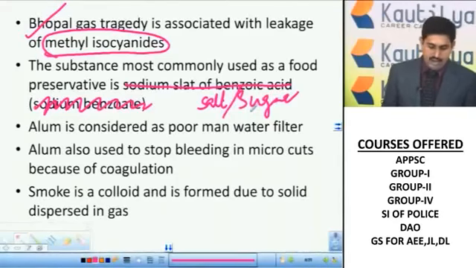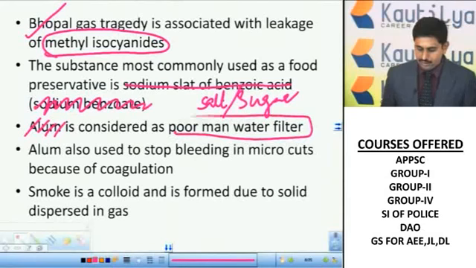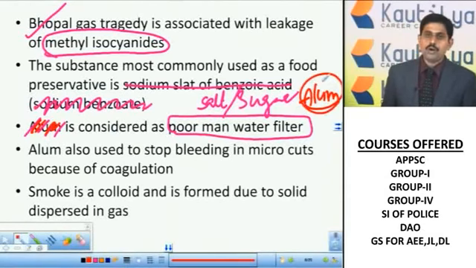Next one, alum. It is an aluminum metal compound containing sulfur and phosphorus content. Alum is considered a poor man's water filter. You may get the question, what is a poor man's water filter? That is nothing but alum, A-L-U-M. Alum is considered a poor man's water filter.